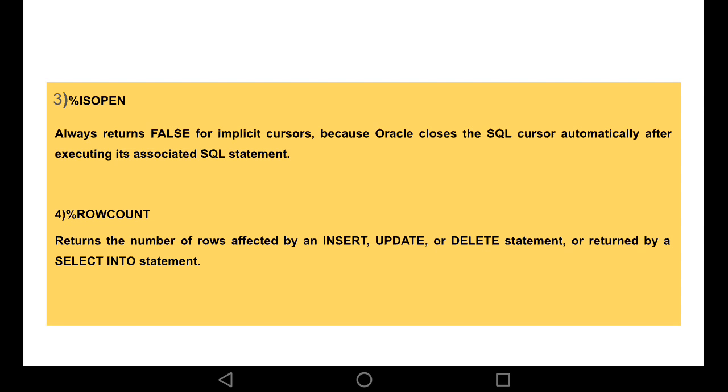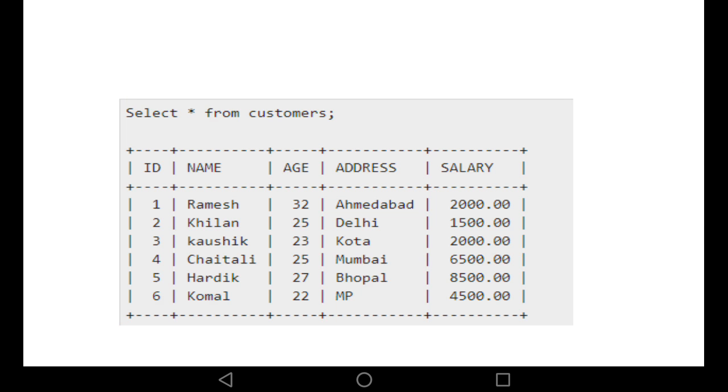Now the third one is %ISOPEN. It always returns false for an implicit cursor, because Oracle closes the SQL cursor automatically after executing its associated SQL statement. Now the fourth one is %ROWCOUNT. It counts how many rows are affected. It returns the number of rows affected by an insert, update or delete statement, or returned by a select into statement. If I'm performing a DML statement like insert, update or delete, it gives me the number of rows affected. Here's the table where I can use all my implicit cursor attributes like %FOUND, %NOTFOUND, %ROWCOUNT, %ISOPEN and so on.